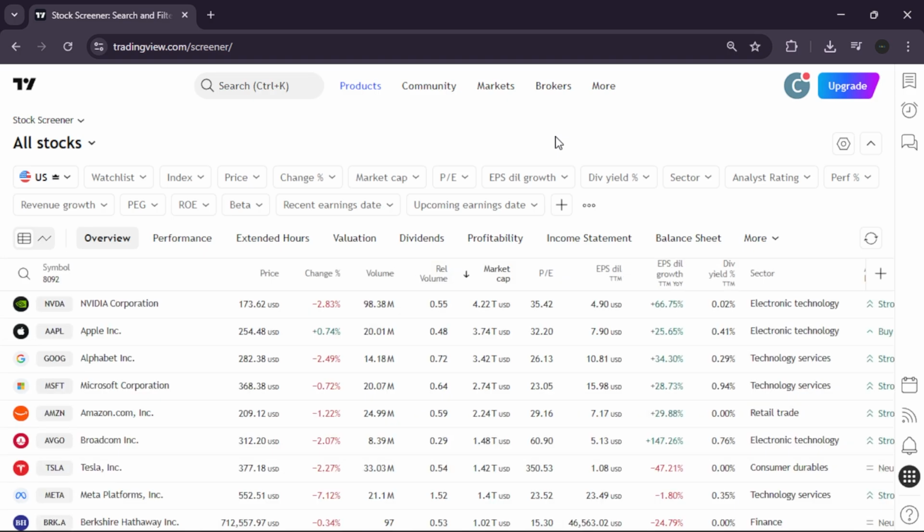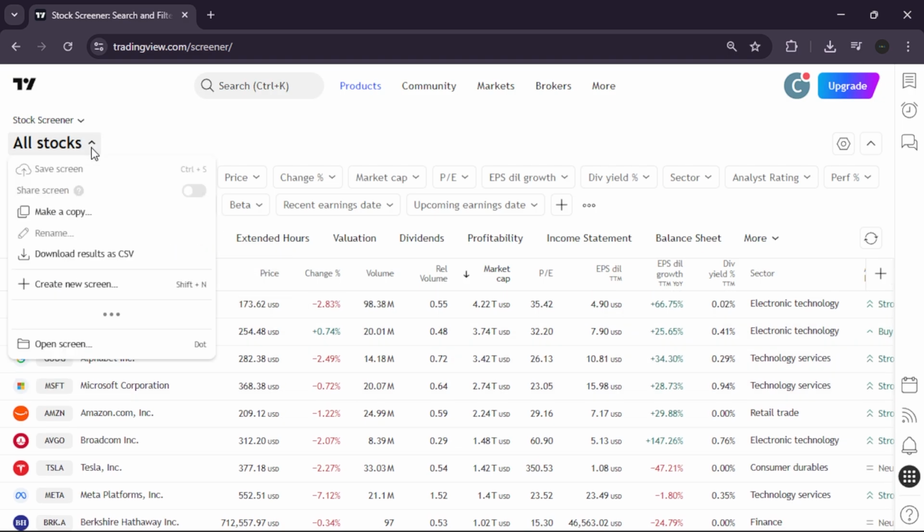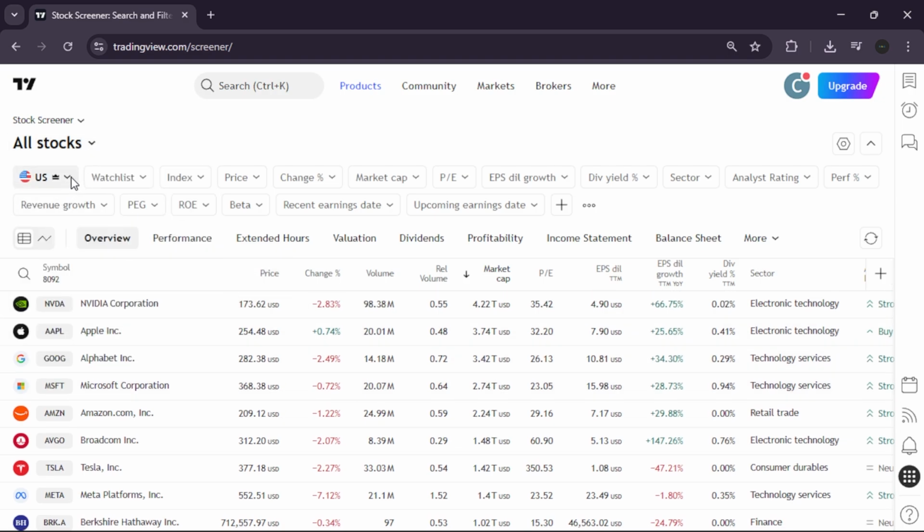By selecting the specific Stocks screener, you bypass the crypto and forex filters, ensuring the data columns you see, like market cap and sector, are relevant to the equity markets you want to swing trade.